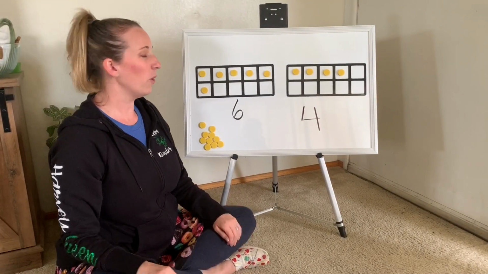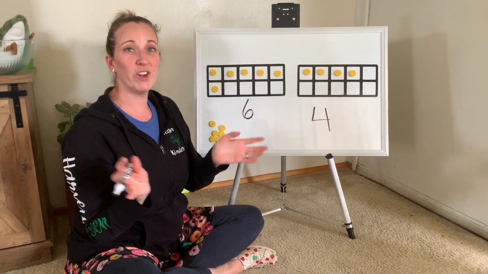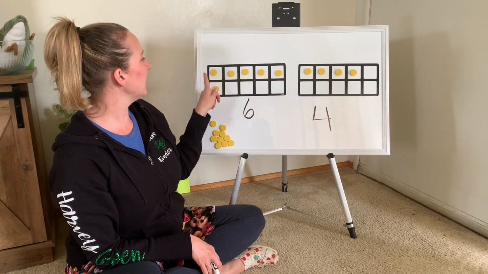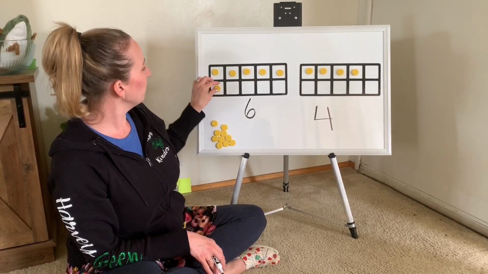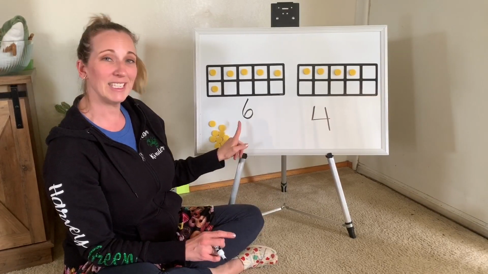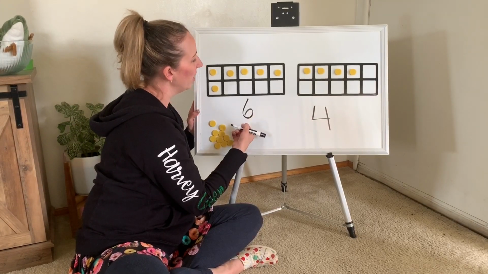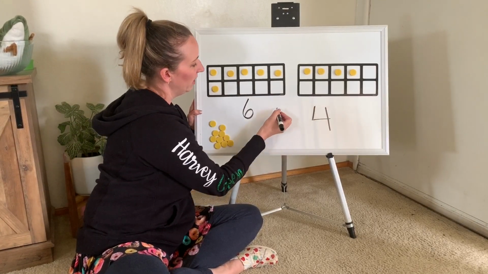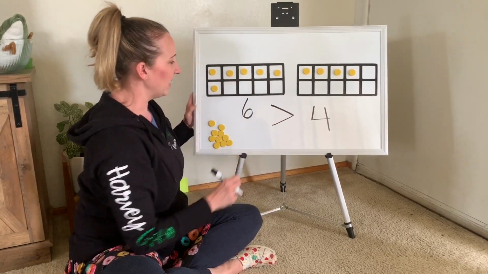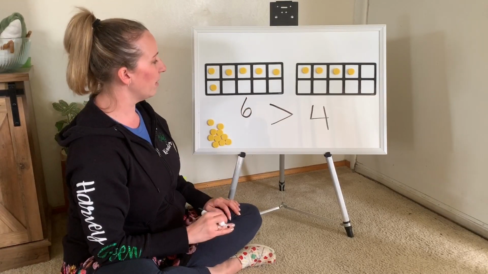Okay? So which number is greater than the other number? Which one is the bigger number? Well, I know by looking up here, it looks like there's 6 dots here. There's more dots in this 10 frame than there are over here, which means this is the greater number, or the bigger number, okay? So I'm going to make sure the mouth or the opening of my symbol is facing the bigger number because it's trying to chomp, chomp, chomp that number, okay?